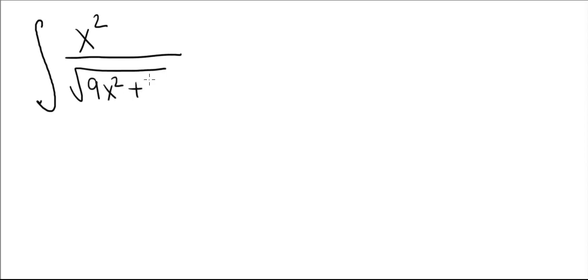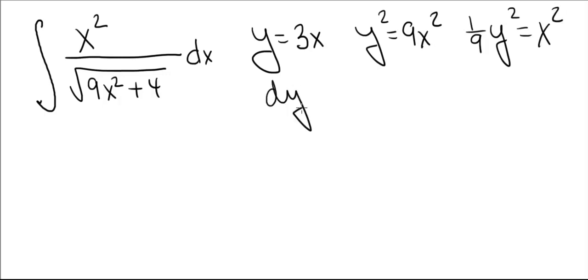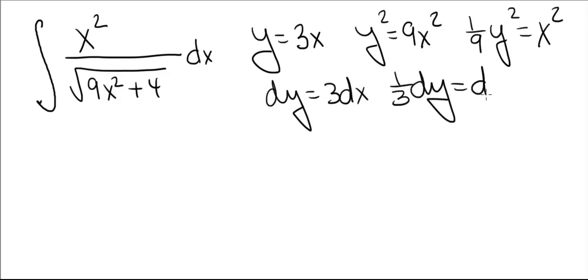Let's evaluate the integral of x squared divided by the square root of 9x squared plus 4. Okay, first we're going to let y equal to 3x. We'll make a regular substitution. Y squared is 9x squared. 1/9 y squared will be x squared. Also dy is 3dx, or 1/3 dy is dx.